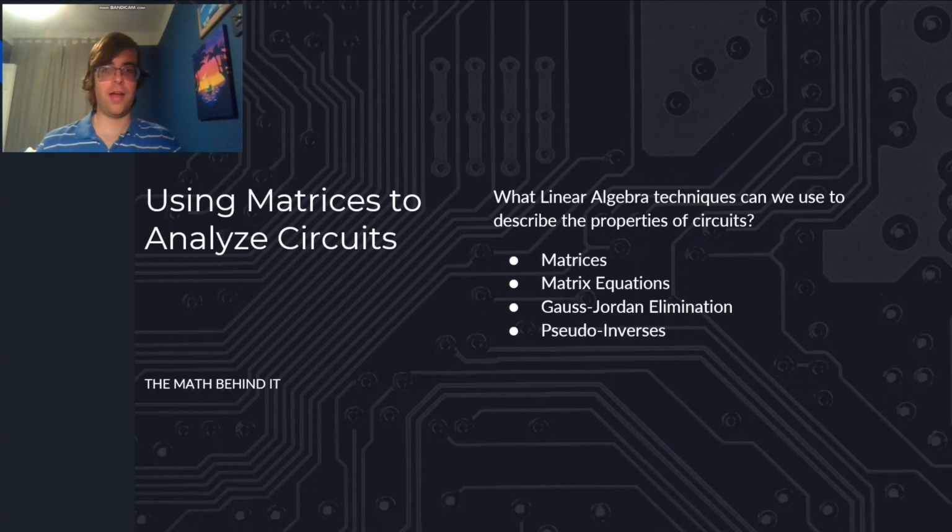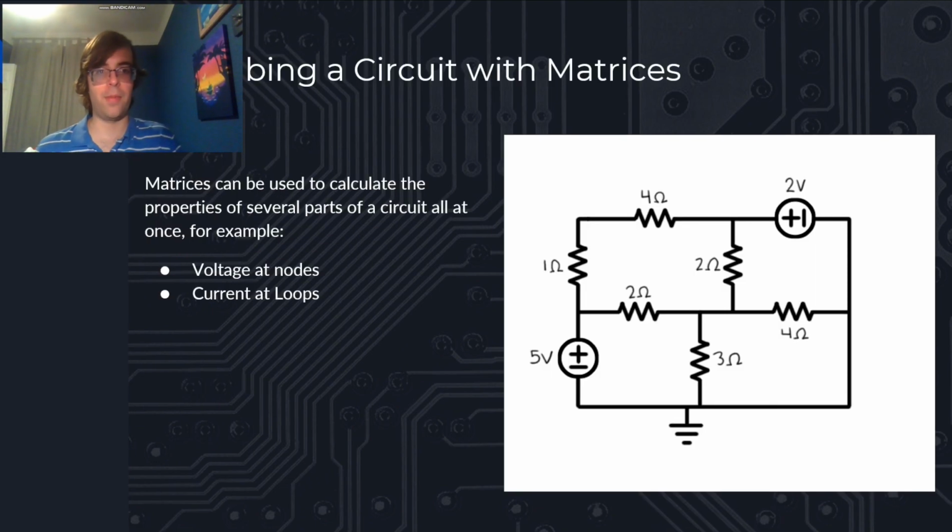So what kinds of linear algebra techniques can we use to describe the properties of circuits? We can use matrices, we can use matrix equations, we can use Gauss-Jordan elimination, and we can use pseudo-inverses. So matrices can be used to calculate the properties of several parts of a circuit all at once. For example, you can find the voltage in every node of the circuit all at once, or you can find the current flowing through every loop or mesh of the circuit all at once, which is what we're going to be doing in this next problem.